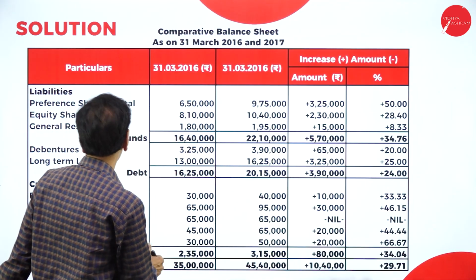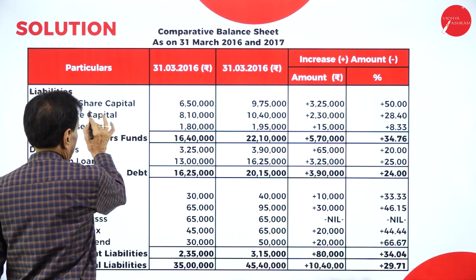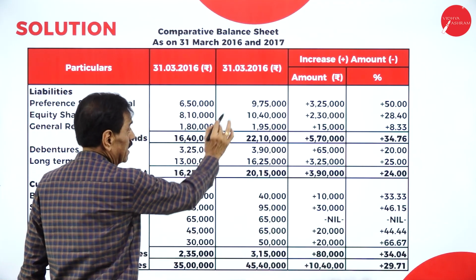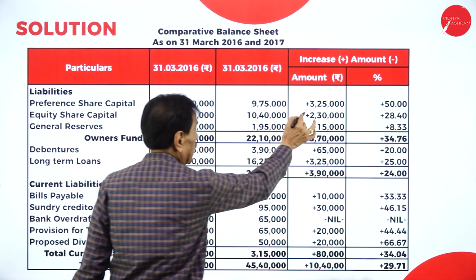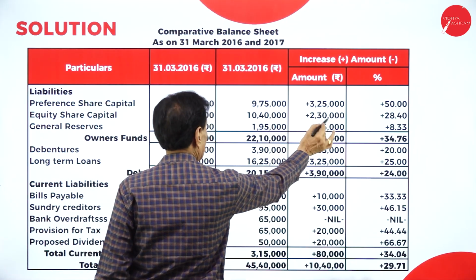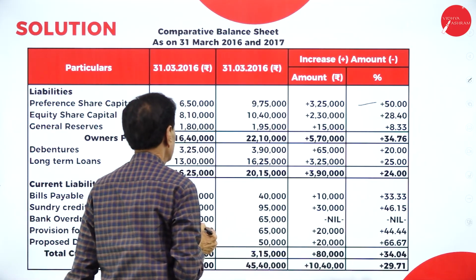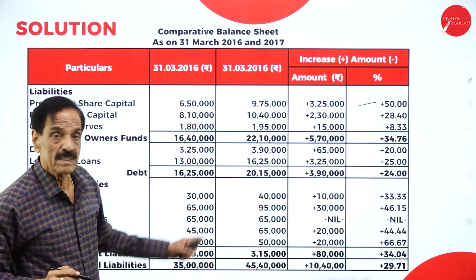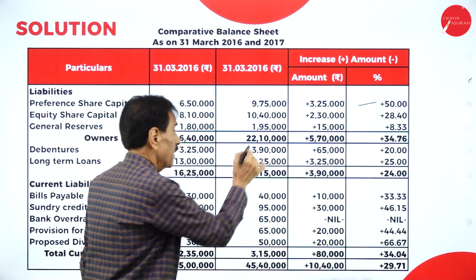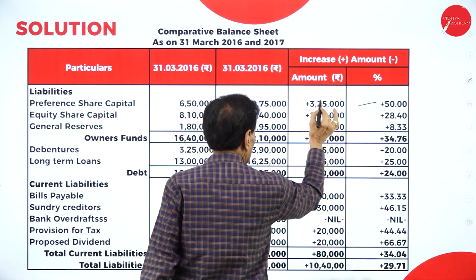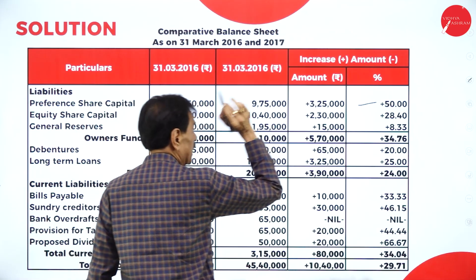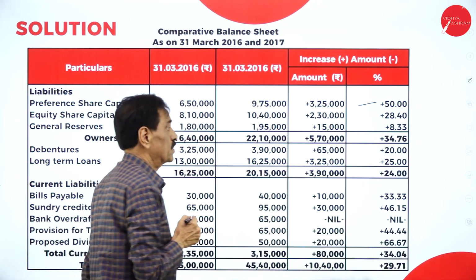Now on the liability side. Preference share capital 6 lakh 50,000 to 9 lakh 75,000, an increase of 3 lakh 25,000. 3 lakh 25,000 divided by 6 lakh 50,000 into 100 is 50%. Then equity 8 lakh 10,000 to 10 lakh 40,000. There was an increase of 2 lakh 30,000. 2 lakh 30,000 divided by 8 lakh 10,000 into 100 is 28.40%.